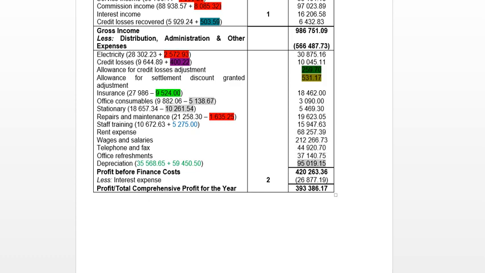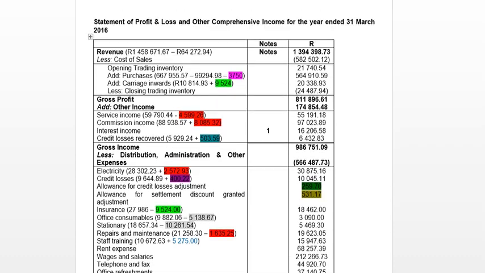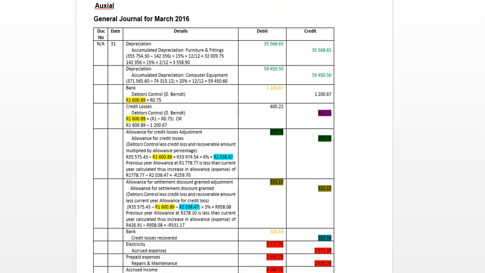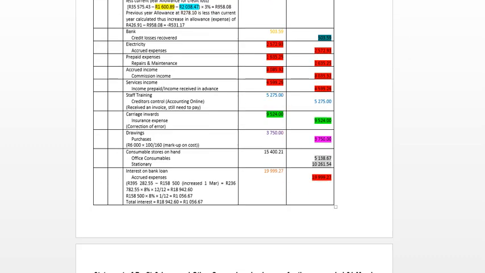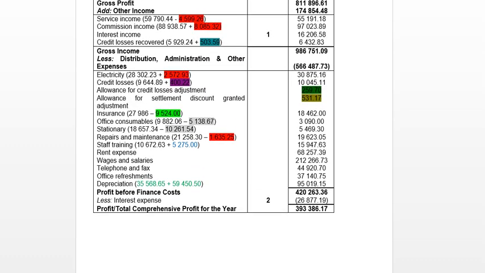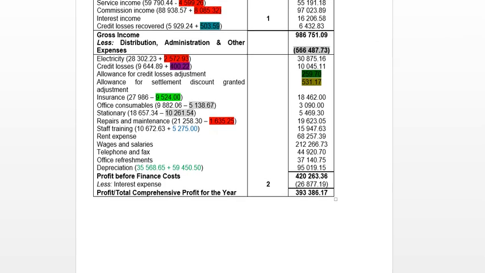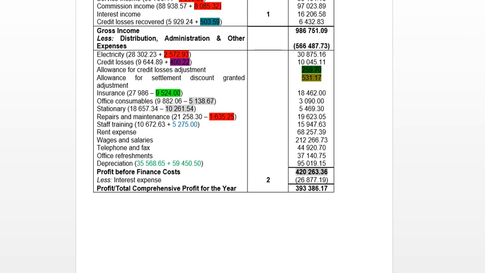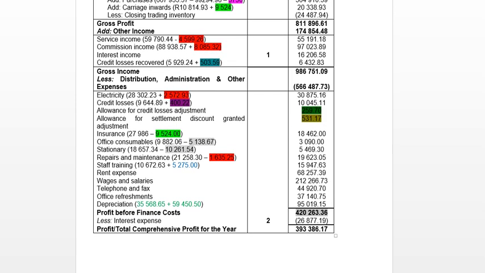And then the final expense is our depreciation. So it's our depreciation in terms of furniture and fittings, and for computer equipment, 35,568 plus then 59,450. So our total expenses for the year is then 566,487, and then our profit before finance costs is then 420,263 and 36 cents. Okay.